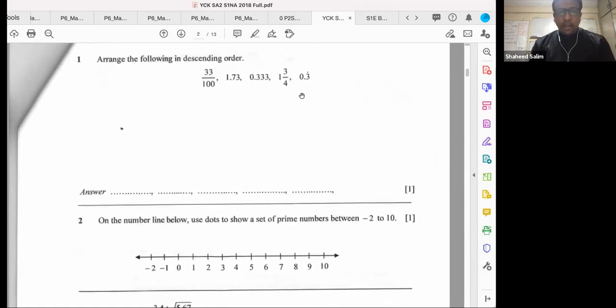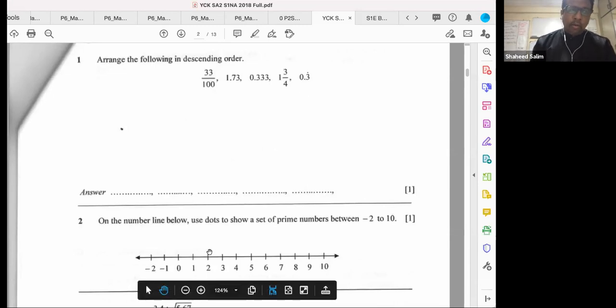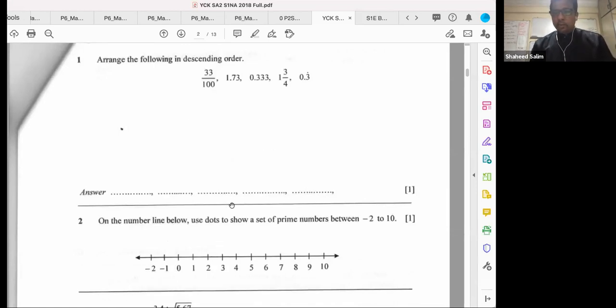So maybe those who finish question 1, you do question 2. You try to sketch on somewhere on a piece of paper, take a photo of it and send it to me to see whether you know how to represent this on the number line. Okay? Okay, we move. Okay, here we go.